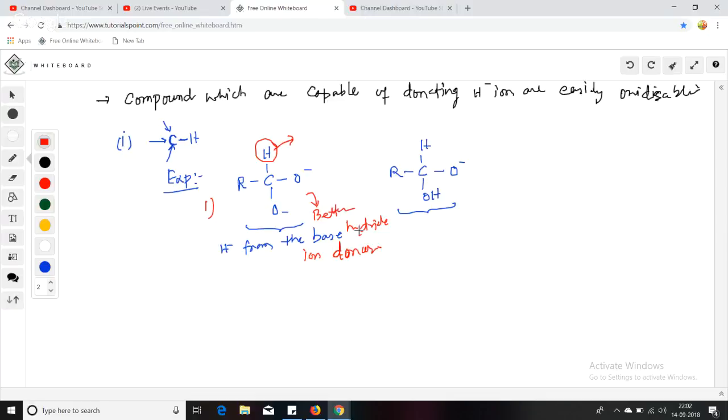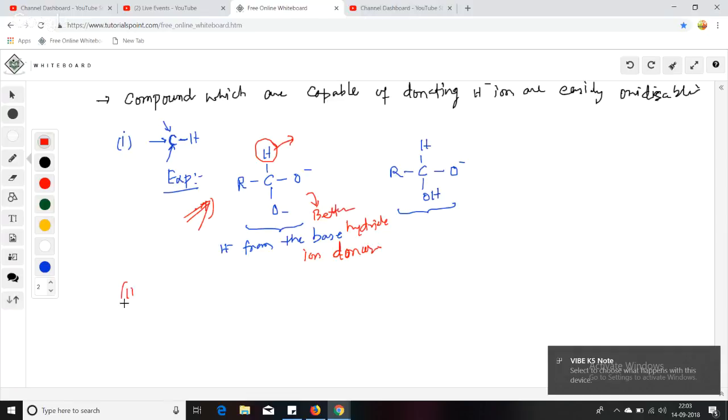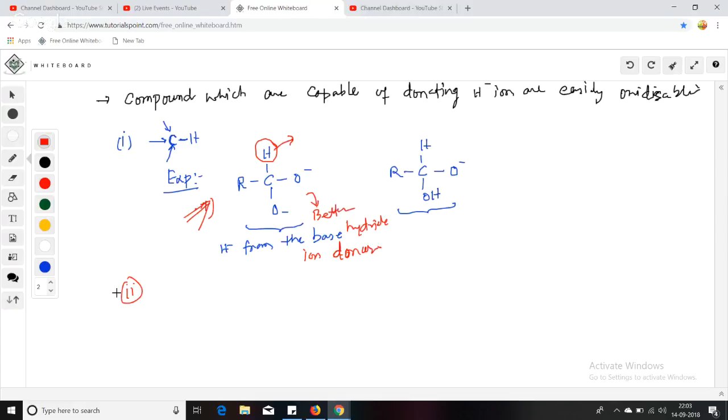So one thing is this. The other thing is more electron donating groups, though you will not mainly get this in the exam. Now the important one, which is important from your exam point of view: which one will donate hydride ion? If you have a more electron donating group present, then the negative charge density on the carbon atom will obviously increase, because of the electron donating group.